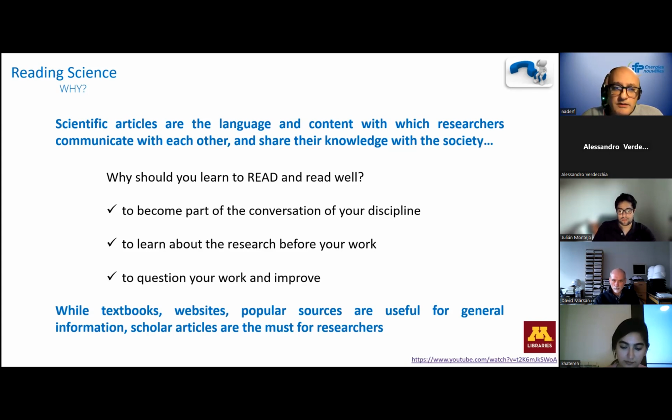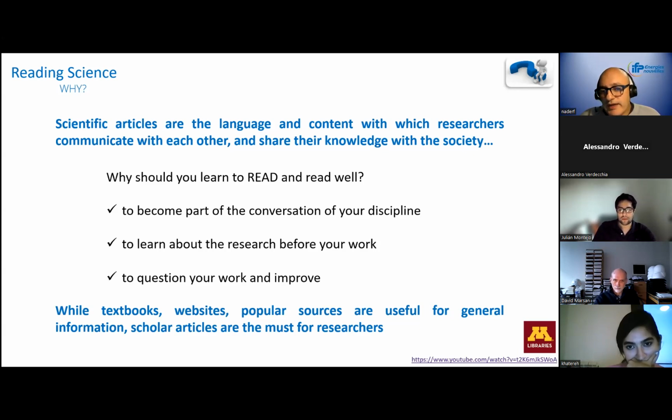And we need to read because we need to learn about the research that has been done before your work. Many times we get the surprise that what we want to do has already been done. So wouldn't it be logical to take this into account and to change the course of your work? It would be a pity if we don't read well and we reach the end of the work to discover that it has been done or that it can be improved in a better way. So that's why you need to read, to question your own work and to improve your work.